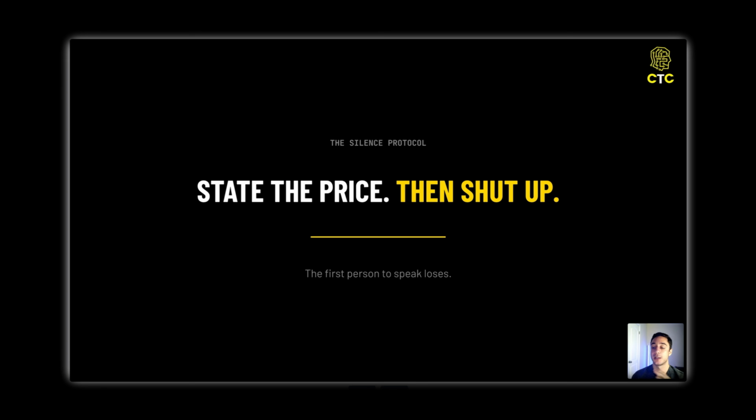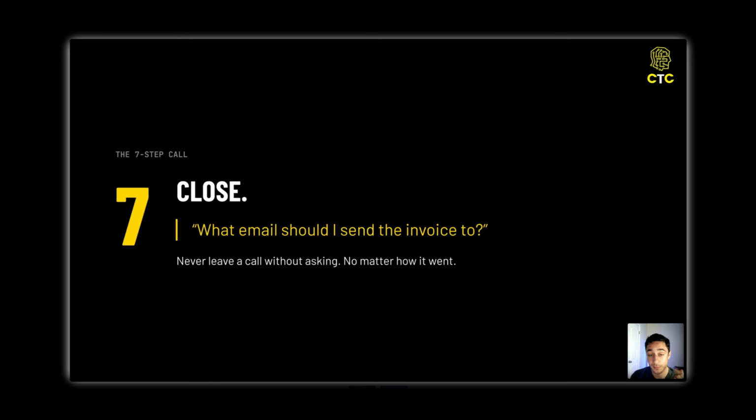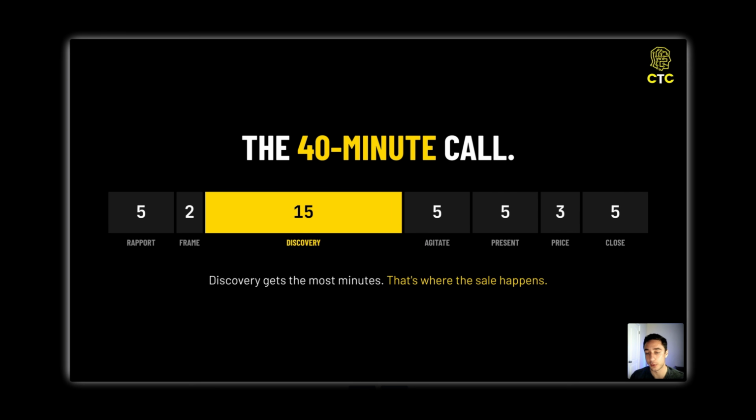And then it's called the silence protocol. This is the one that most software engineers also mess up on. Whenever you state the price, you absolutely shut up, zip it. You don't talk. The first person to speak is going to lose. Okay? Then we go for the close. You immediately ask for the email or payment method. You never leave the call without asking them to close, no matter how well or how bad it went. You always try to go for the close.